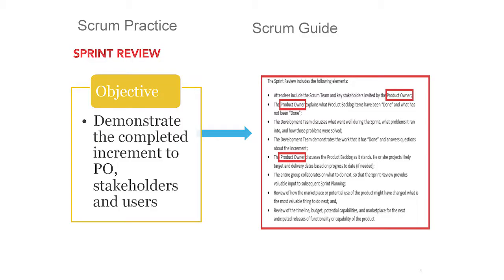Moving forward to another Scrum practice, in sprint review, where the objective is sometimes specified as demonstrating the completed increment to the PO, stakeholders, and users. However, as per the Scrum Guide, in sprint review the PO is one of the primary presenters, where the PO explains what product backlog items have been done, what has not been done, how the product backlog stands, and sets the context for the team to demonstrate.